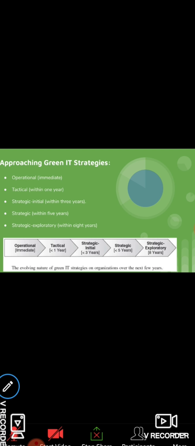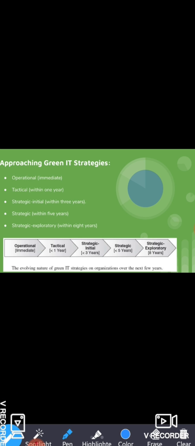So given the urgency of reducing the carbon footprint and complying, business is often faced with the need to implement tactical solutions, which is your second layer. If you see in this diagram, this is your second tier.